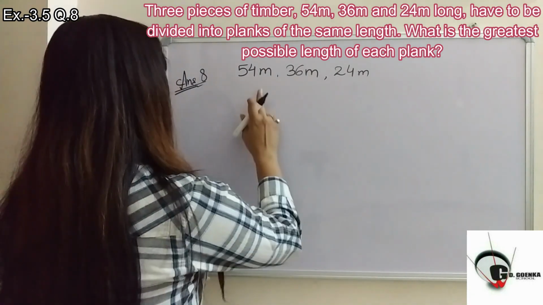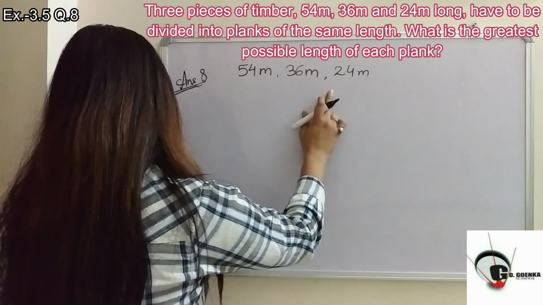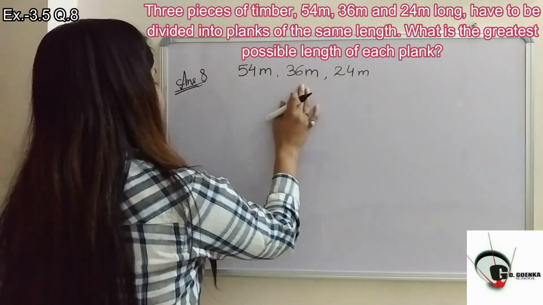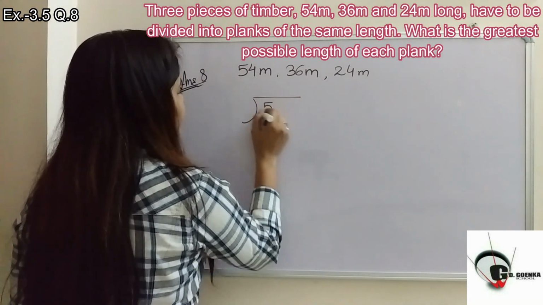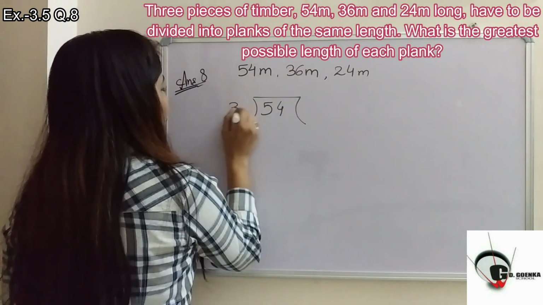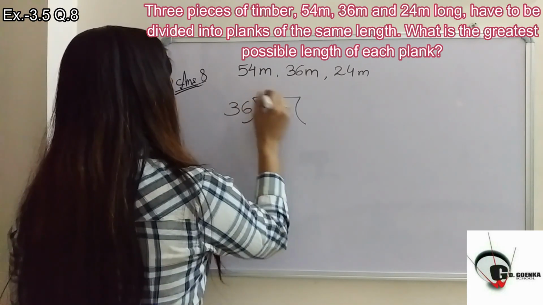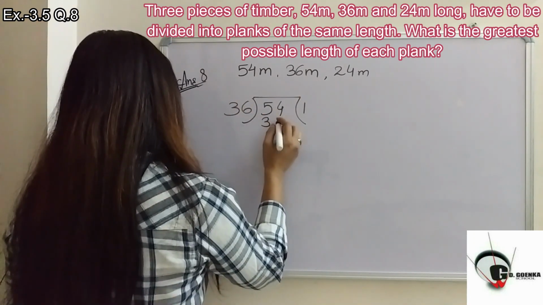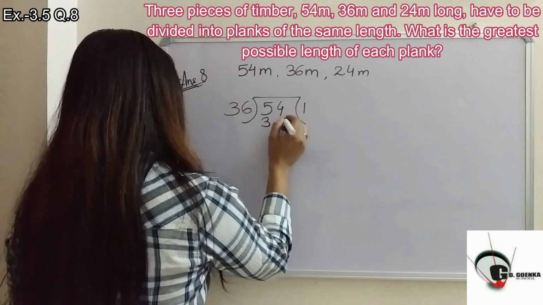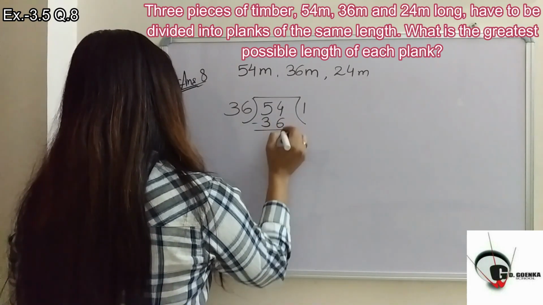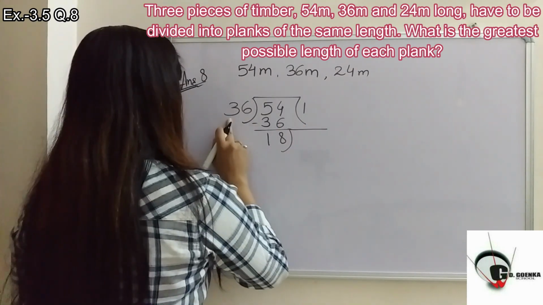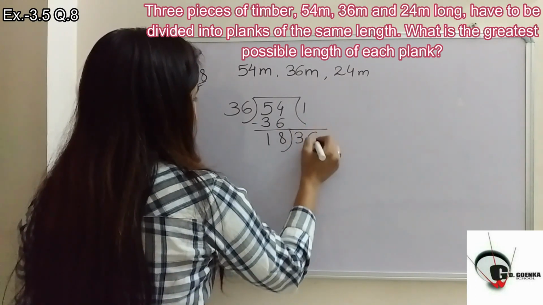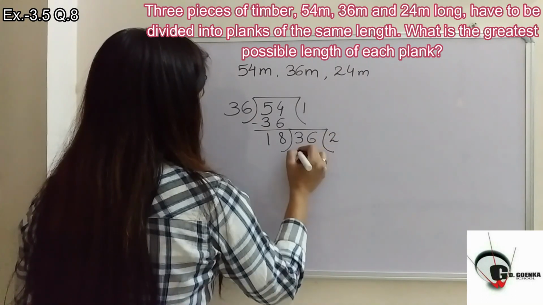For this I can take any of the numbers from these. I am taking these 2 numbers. The greater number, 54, will become the dividend and the smaller number, 36, will become the divisor. So 36 ones are 36, and we get 18. Now this 36 will become the new dividend. So 18 twos are 36.